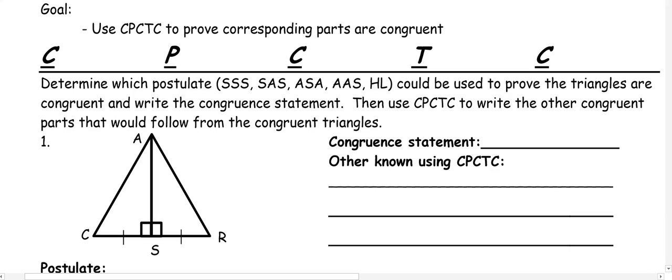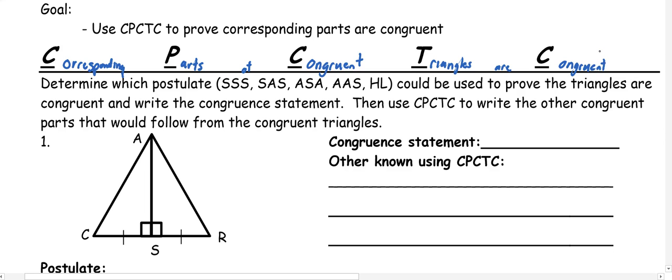This video is about using CPCTC to prove corresponding parts are congruent. So what does CPCTC stand for? It stands for corresponding parts of congruent triangles are congruent. So what we can do is we can prove that two triangles are congruent.